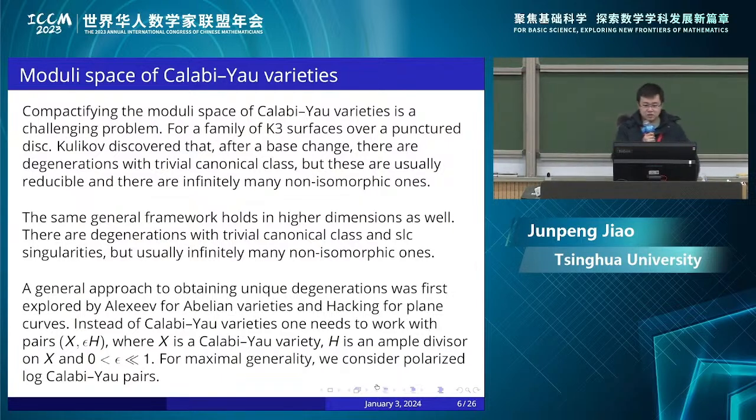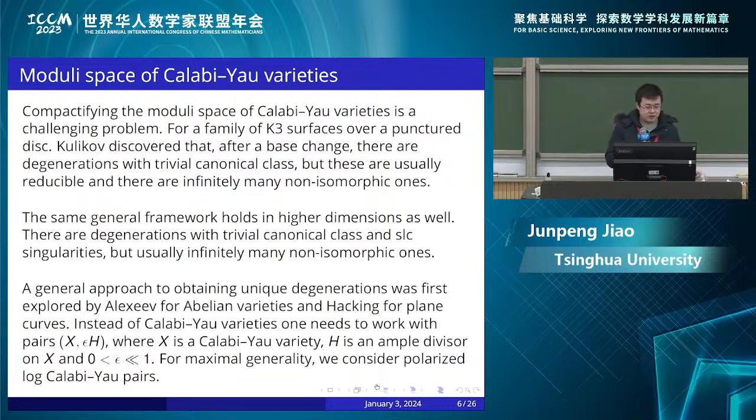Compactifying the moduli space of Calabi-Yau varieties is a challenging problem. For a family of K3 surfaces over a punctured disk, Kulikov discovered that after a finite base change, there are degenerations with trivial canonical class. But these are usually reducible and there are infinitely many non-isomorphic ones. The same general framework holds in higher dimensions as well. There are degenerations with trivial canonical class and SLC singularities, but usually infinitely many non-isomorphic ones. Here I said SLC; I will define what SLC is later.